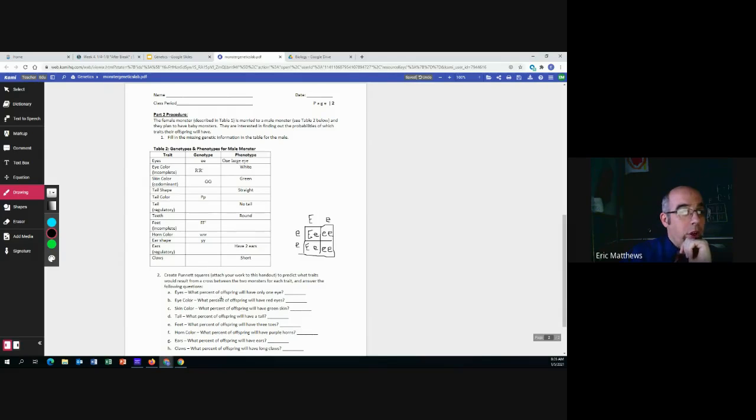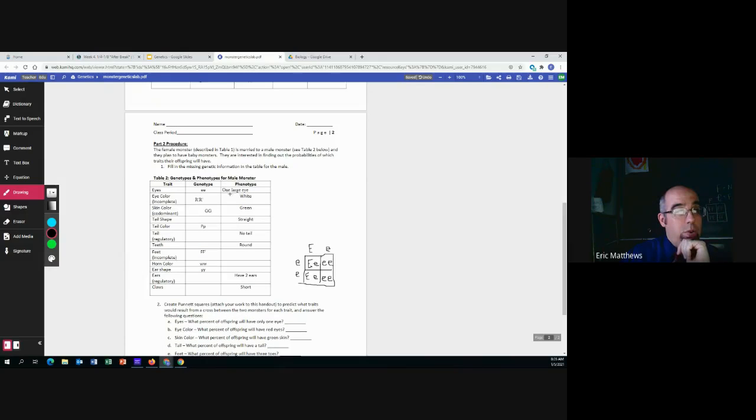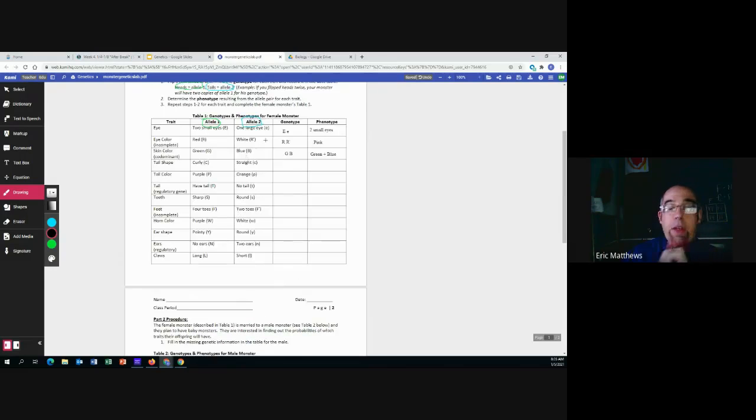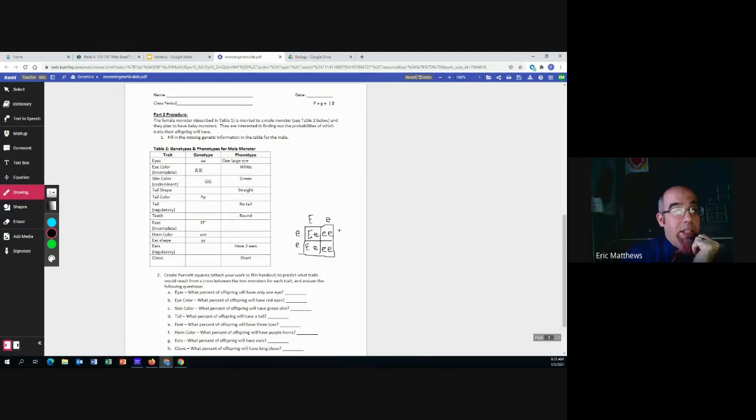What percentage of your offspring will have only one eye? Well, in order to have one large eye, they must be homozygous recessive. And that's going to be 1, 2, two boxes in this example, which is a terrible 50. It will be 50%. And you'll do that for each one of these crosses.